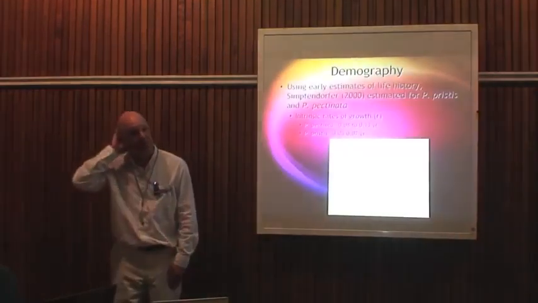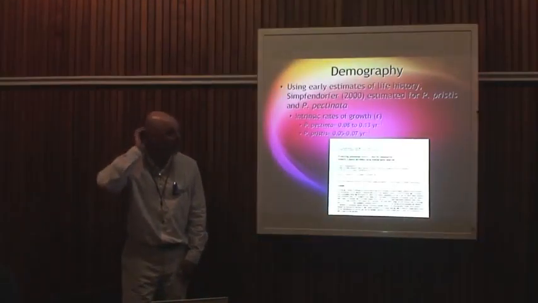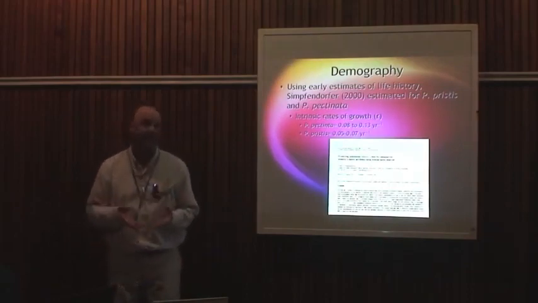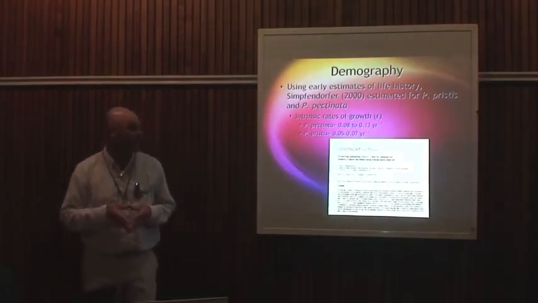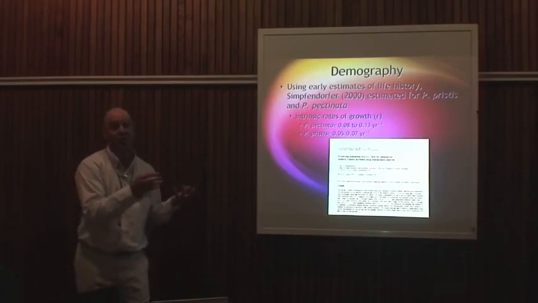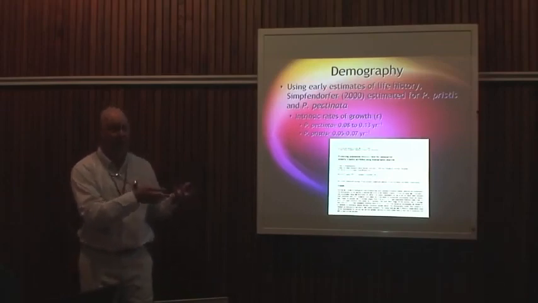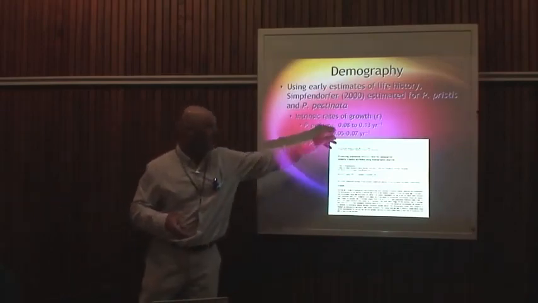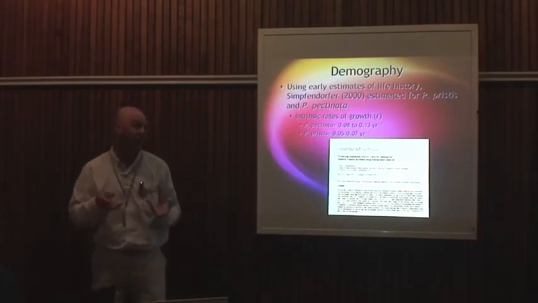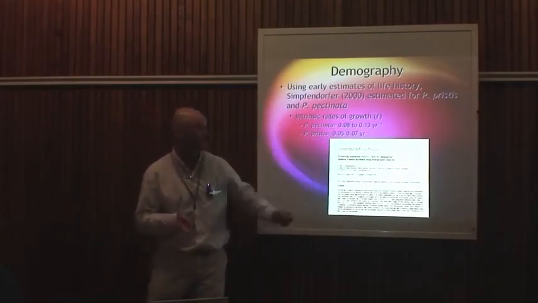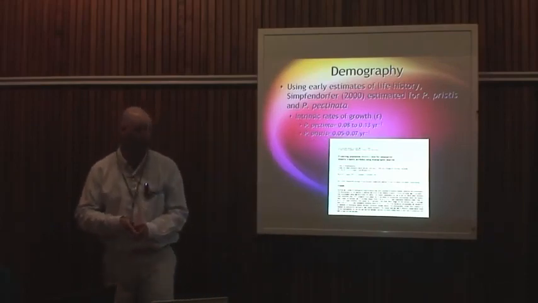Now, lastly, I just want to cover one final thing, the demography. Again, some early work on the demography and how fast the population grows used those old growth estimates that I was talking about. What that indicated is the population was only growing at about 8 to 10% per year, which was pretty slow, and even slower for Pristis pristis, about 5 to 7%.